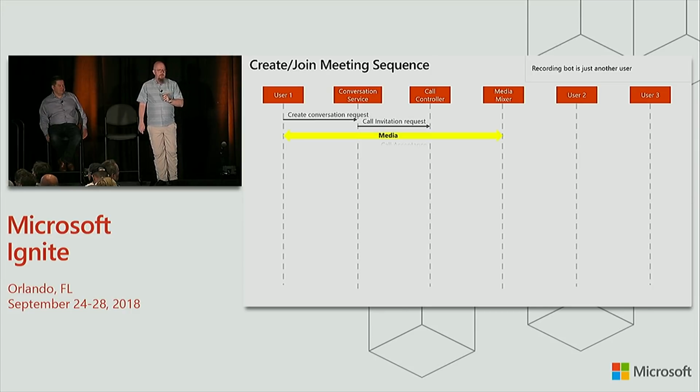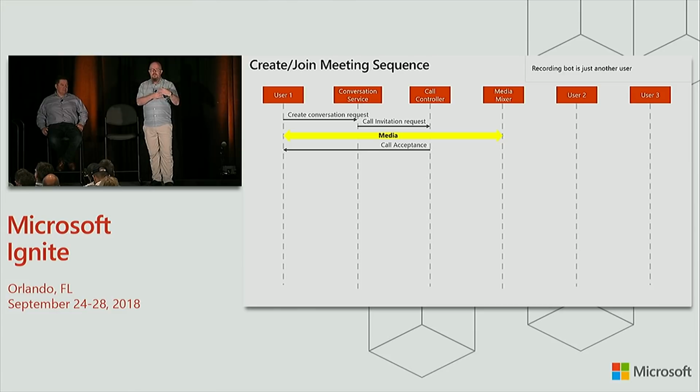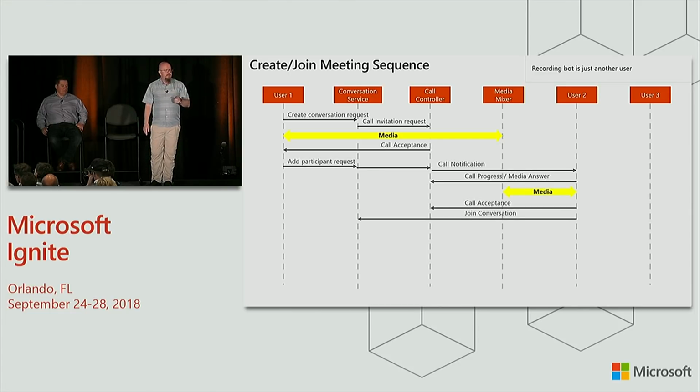What you'll find if you join a meeting is it's actually kind of similar. The real difference is that in the case of setting up a meeting, I create a meeting, and then I want you to join my meeting. So what you're really going to see is my call is actually with the call controller, and the call controller is then going to orchestrate pulling everybody into the meeting. Here we add the first participant to my meeting, the first person joins my meeting, and they negotiate their media.